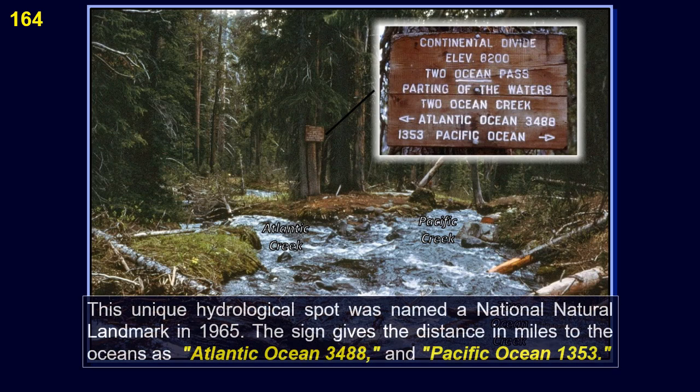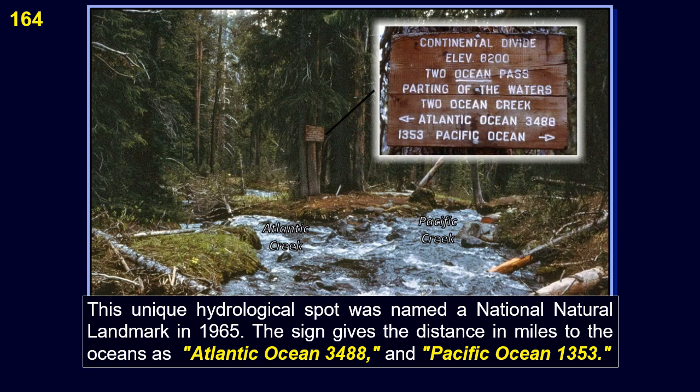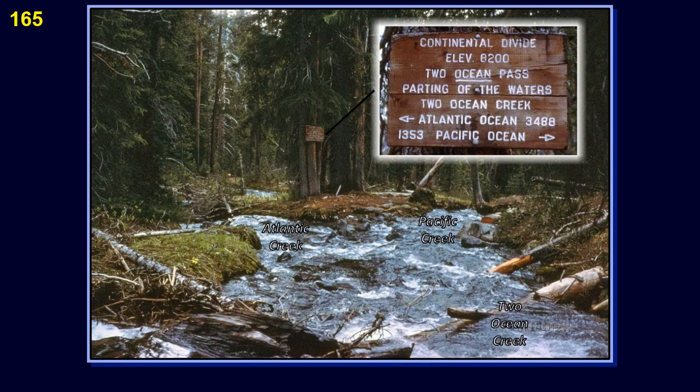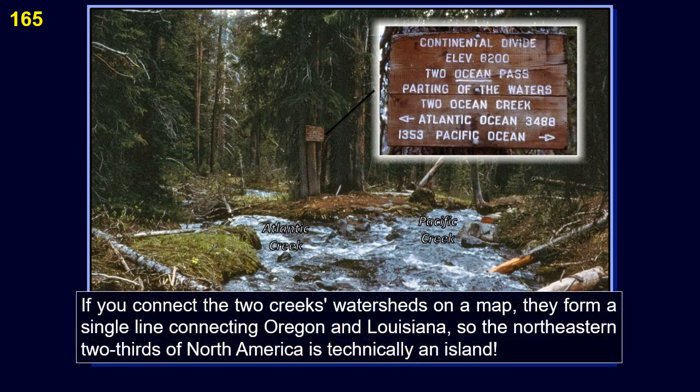This unique hydrological spot was named a National Natural Landmark in 1965. The sign gives the distance in miles to the oceans as Atlantic Ocean 3,488 and Pacific Ocean 1,353. If you connect the two creeks' watersheds on a map, they form a single line connecting Oregon and Louisiana. So the northeastern two-thirds of North America is technically an island.